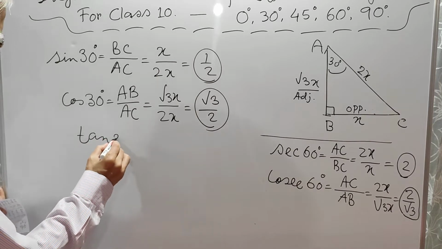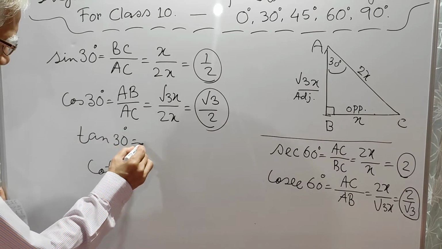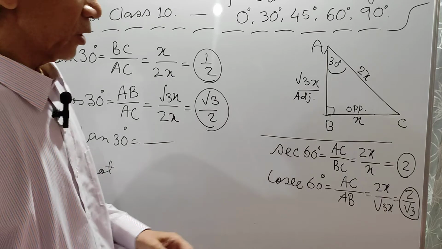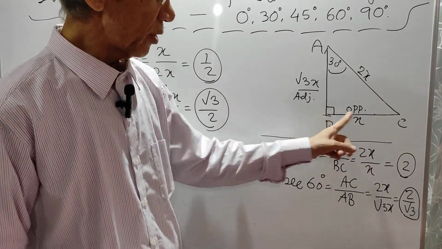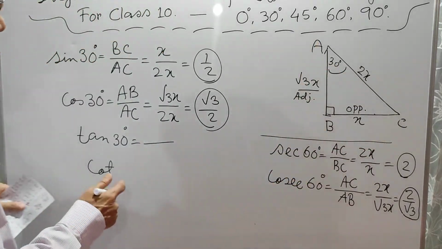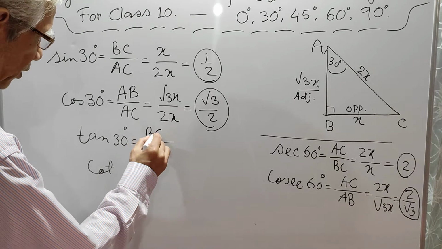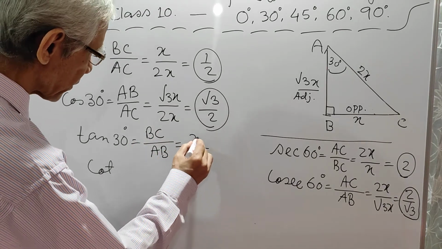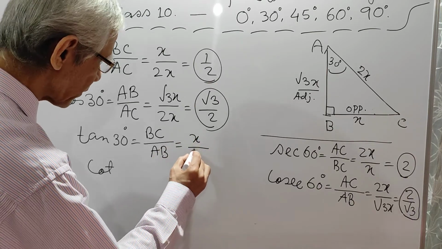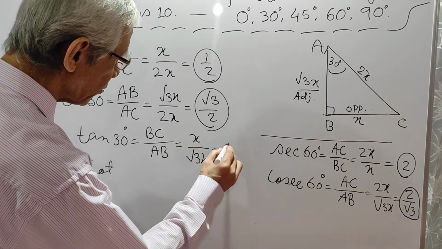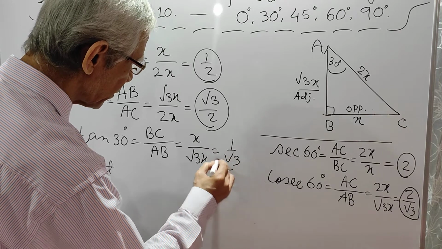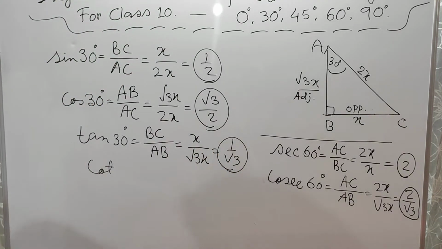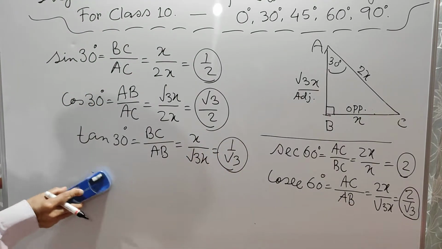Next, tan of 30 degree. Now tan is opposite by adjacent. That means BC by AB. Now BC is x and AB is root 3x. So it is 1 by root 3. So this is the value of tan 30.